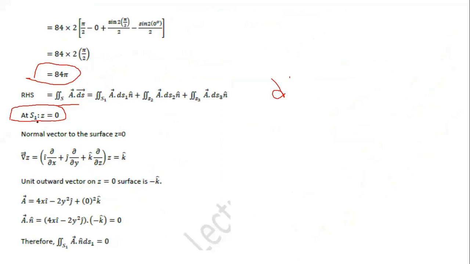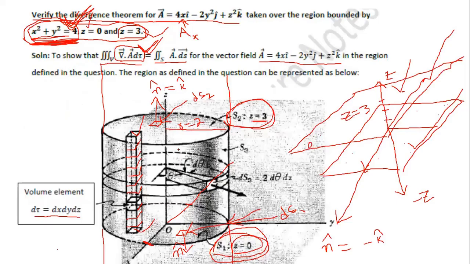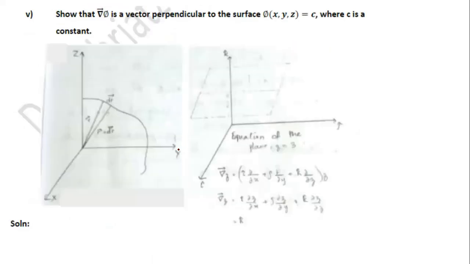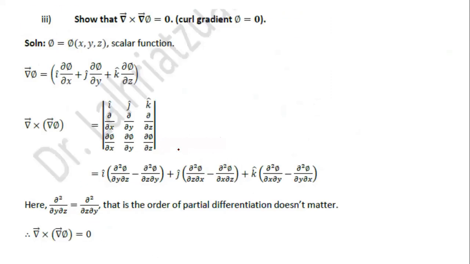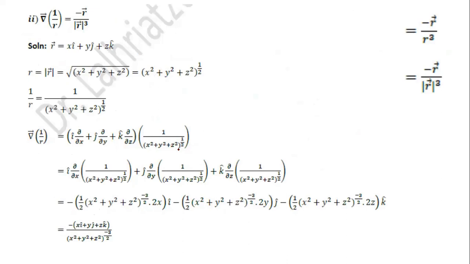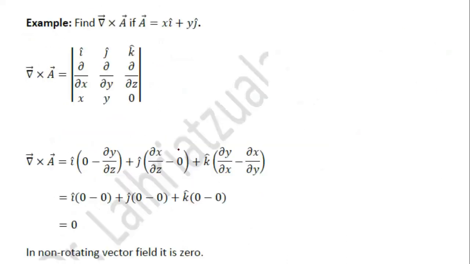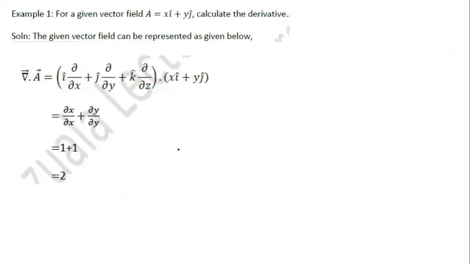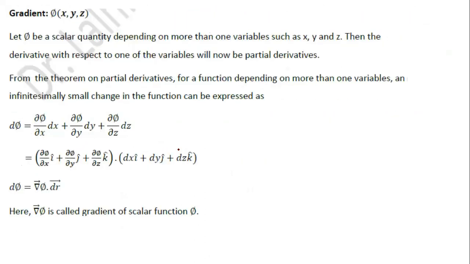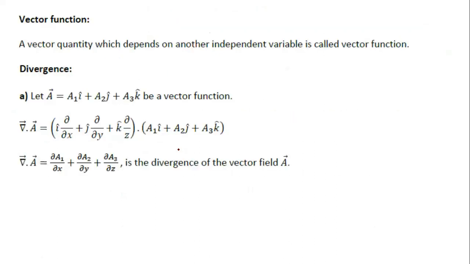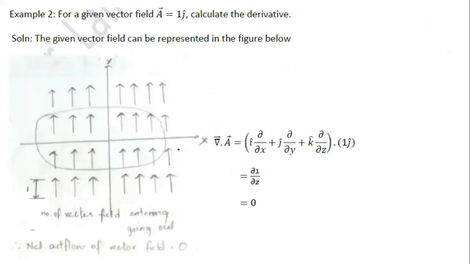At z equal to 1, z value is 0. So the normal vector to the surface will be here. I don't know if I have discussed this gradient. Okay, there's one problem here. Maybe I skipped that. I don't remember discussing that. Where is that? Oh, I skipped that part. Okay, later on, maybe in the class, I will discuss that.